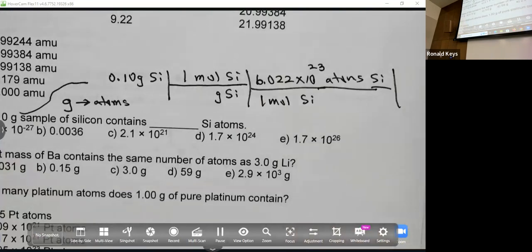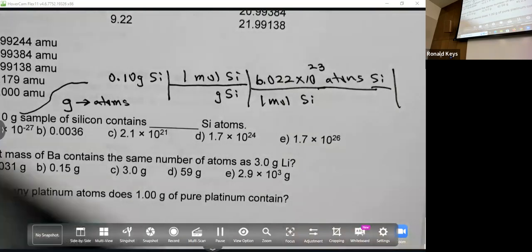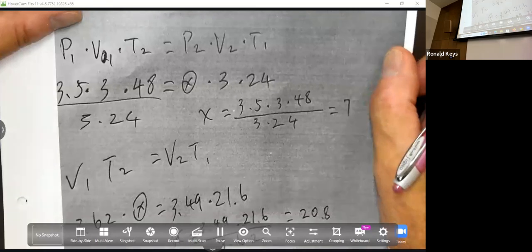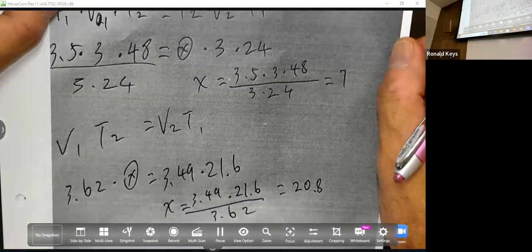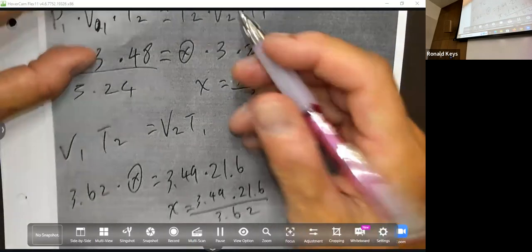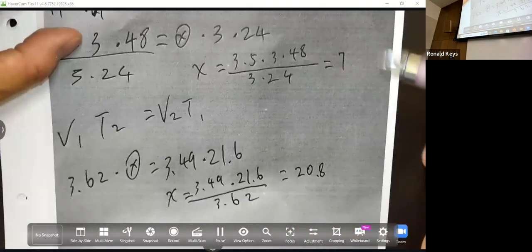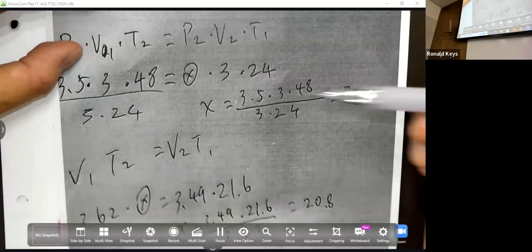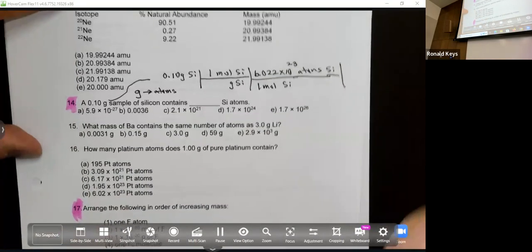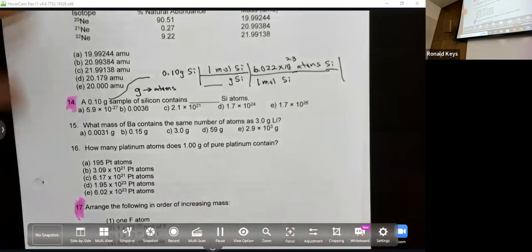Please write all the units in there. I got an email from a student wanting to know where they went wrong on this post lab quiz. Please put in units for everything and then you'll know where you went wrong because something will not cancel out. Please put in units. So we just got to fill this in.